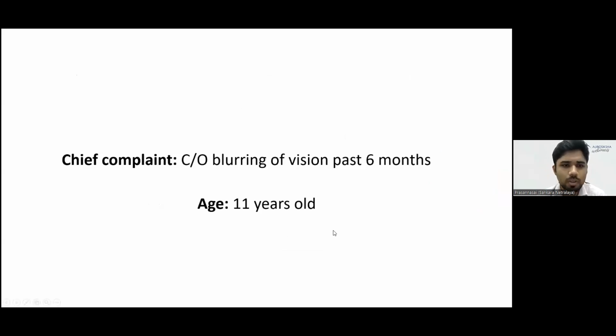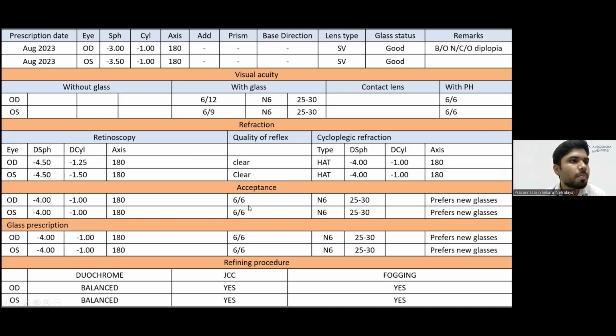Let's see a case example. The child, aged 11 years, complained of blurring of vision for the past 6 months. The child was wearing a refractive correction of minus 3, minus 1 at 180 in the right eye and minus 3.5, minus 1 at 180 in the left eye for more than 1 year. And we can see the distance vision was reduced.